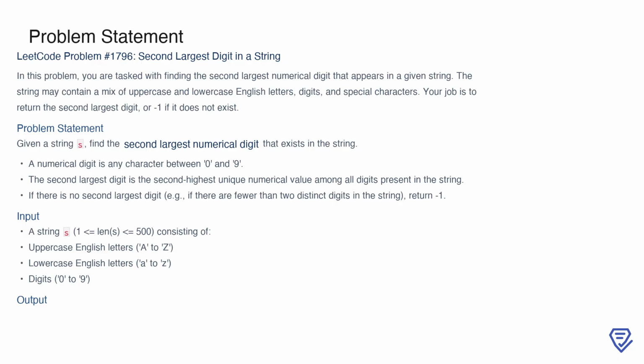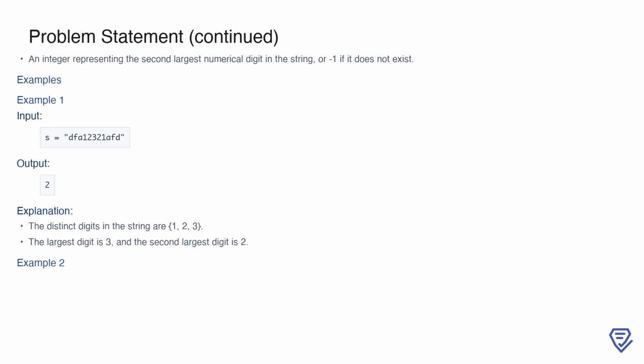For example, if the string has no digits at all or only one unique digit, the second largest digit does not exist, and the output must be -1. The output of the function is an integer that represents the second largest numerical digit in the string, or -1 if there aren't enough distinct digits. Let's look at some examples to clarify.